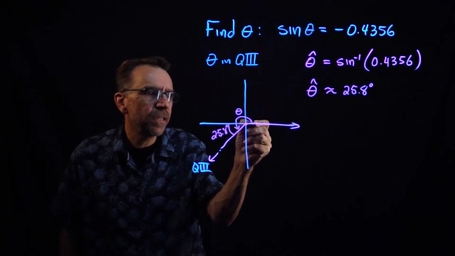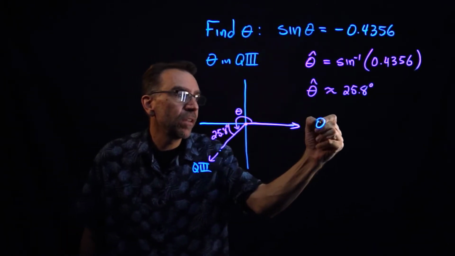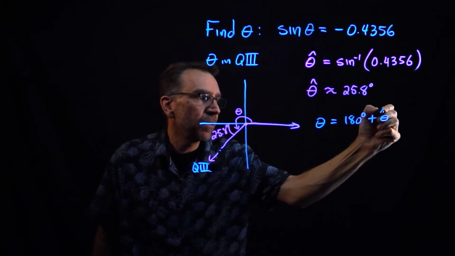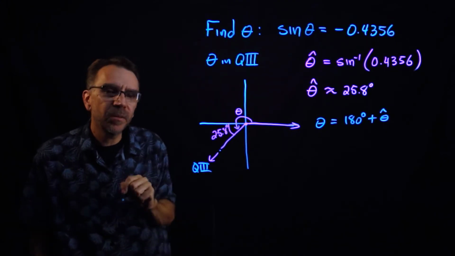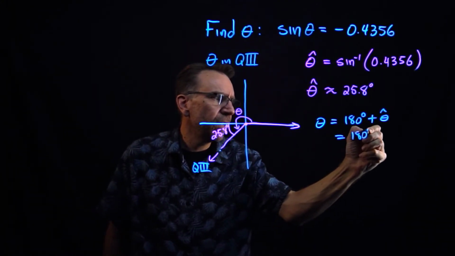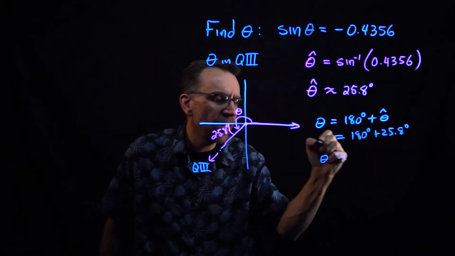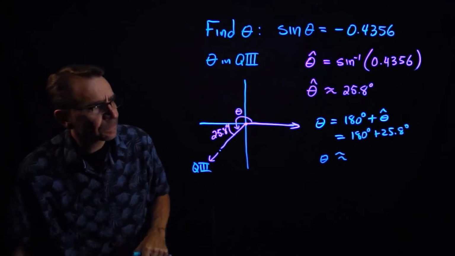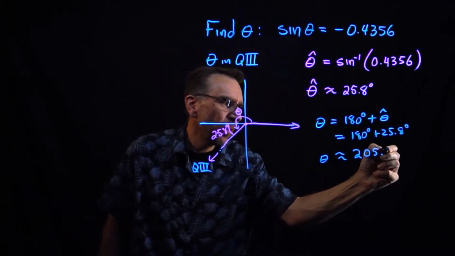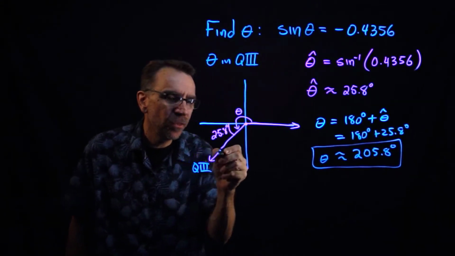Theta, you can see here, is the straight angle, 180 degrees, plus that little bit. So the theta that I'm after is 180 degrees plus that reference angle. That will get me terminating in Q3. In this case, we have 180 degrees plus 25.8 degrees, so theta is approximately equal to 205.8 degrees. And that definitely terminates in Q3.